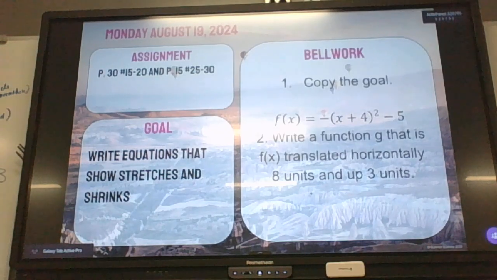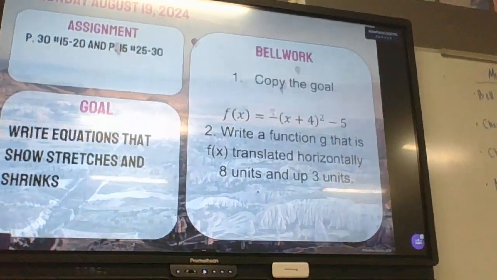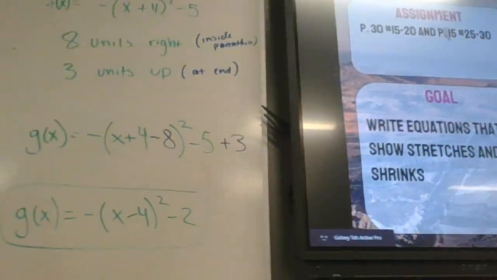And now do that little bit of math. And my new function g will be -(x+4-8)^2, so -(x-4) squared, and -5 plus 3 will be -2. That's my new one. And if you were able to do that, that's a really good summary of 3 lessons last week. So I would like to look this up on Desmos.